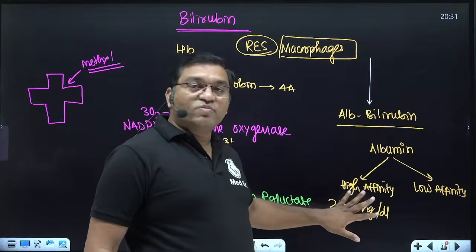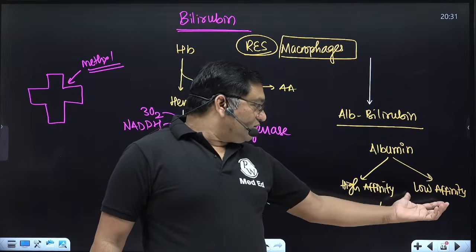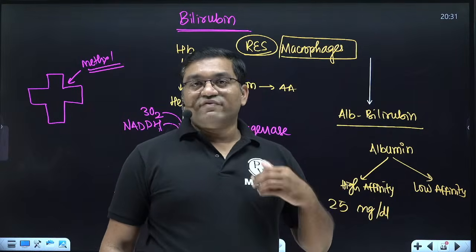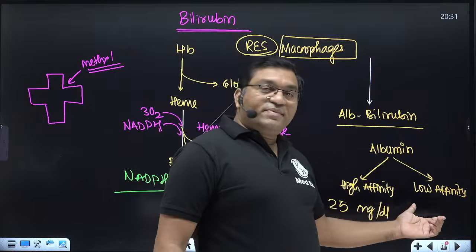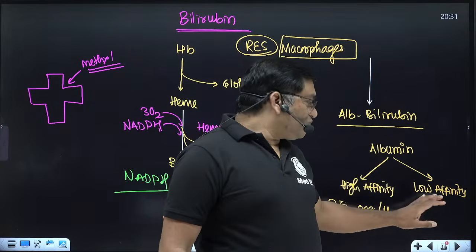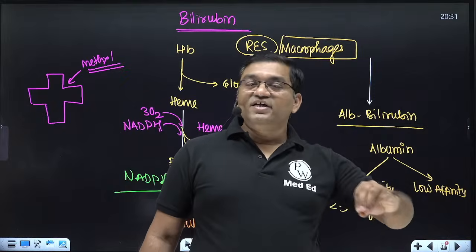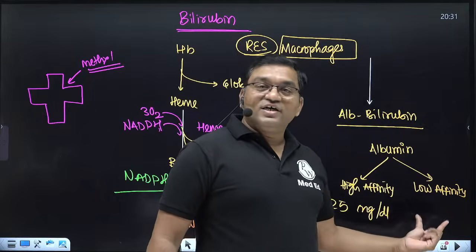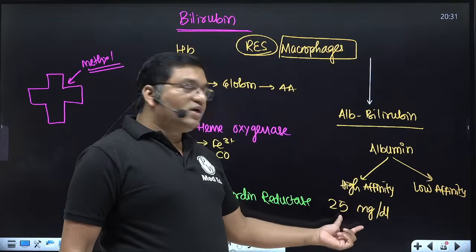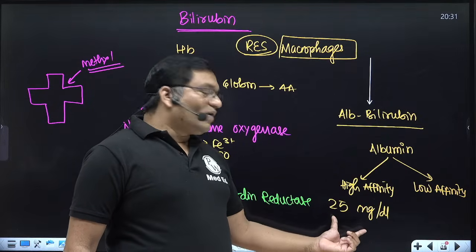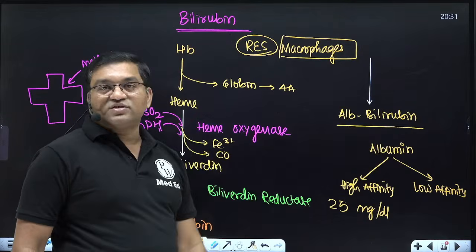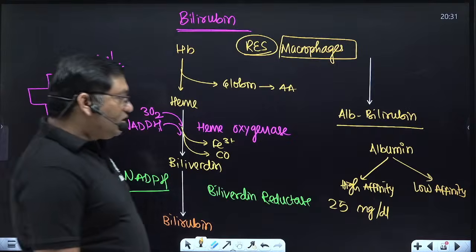This is the capacity of the high affinity site, and the bilirubin attached to the low affinity site, in the disease state or when bilirubin levels are high, can easily diffuse into the surrounding tissues. Okay, so this is the capacity of the high affinity sites of the albumin to bind bilirubin. This is an important MCQ. So bilirubin is transported in the blood by albumin.